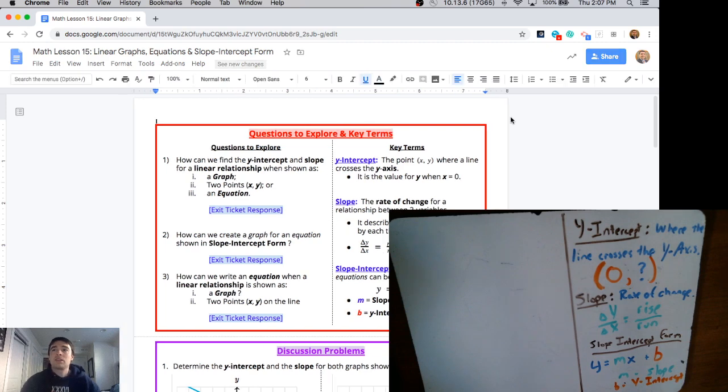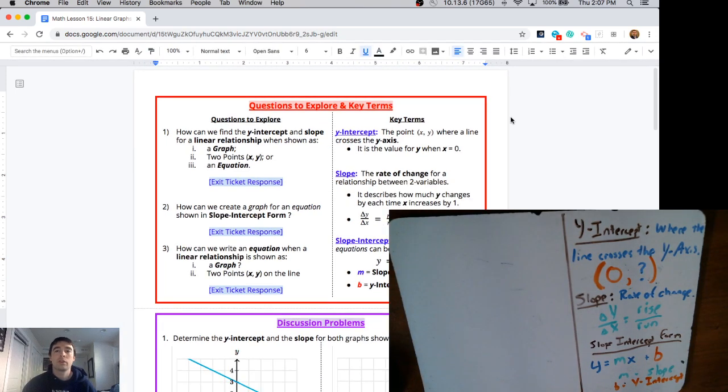Today is all about slope, y-intercept, and working with the graphs. Basically, how do you take an equation that's in slope-intercept form and make a graph, or if they give you a graph, how can you turn that graph into an equation, find the equation to match it.